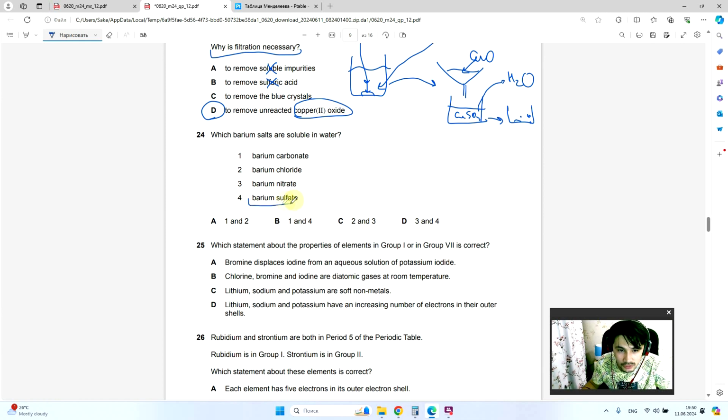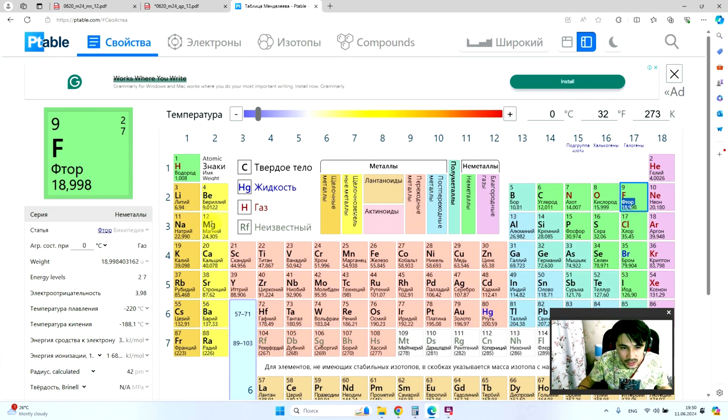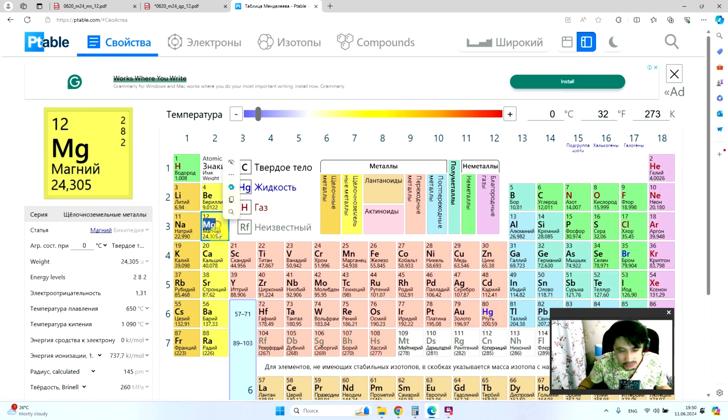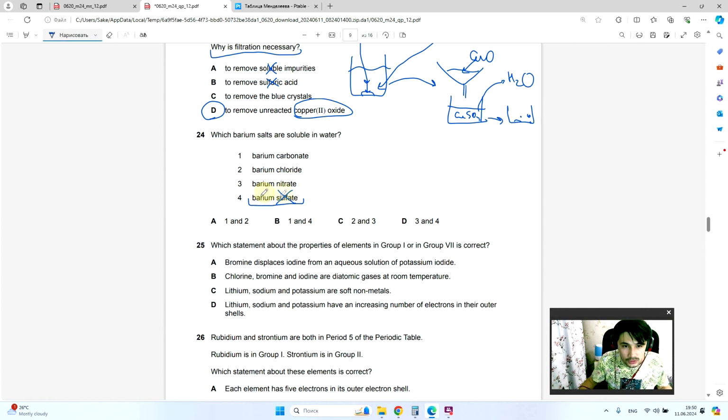So barium sulfate is insoluble. As you remember, sulfates are also in trend. Down the group, sulfates become insoluble. So calcium, strontium, barium sulfates are insoluble. Magnesium is soluble, so this is not an option. All nitrates are always soluble, so you can pick them up as the correct answer. So you can cancel out options A and B.